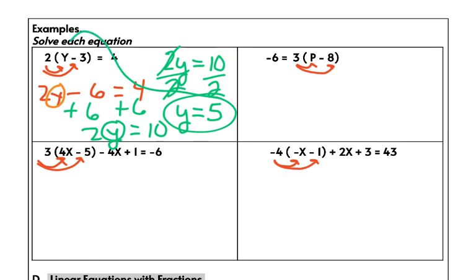I think I'll check that one. Order of operations. I would do 5 minus 3 is 2. 2 times 2 is 4. Bam, it balances. Bam. All right, let's go do our next one.